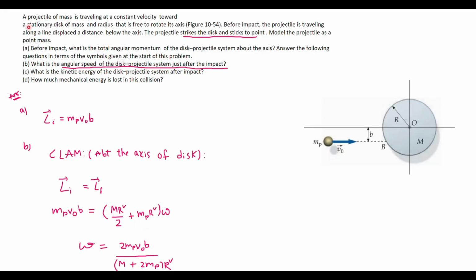Alright guys, welcome back. So in this video we are going to be solving some mechanics problems. So the first one is pretty easy. Before solving the problem, give it a try guys and check out the solution.